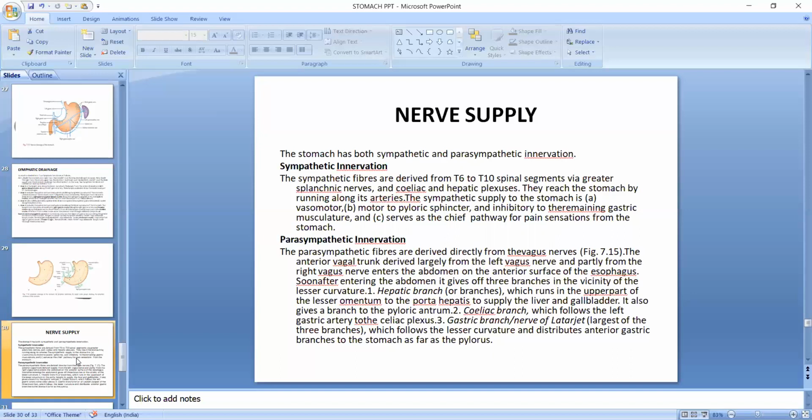Parasympathetic innervation is derived from the vagus nerve. The anterior vagal trunk, derived largely from the left vagus nerve and partially from the right vagus nerve, enters the abdomen on the anterior surface of the esophagus. Soon after entering the abdomen, it gives off three branches along the lesser curvature. These are the hepatic branch, celiac branch, and gastric branch.